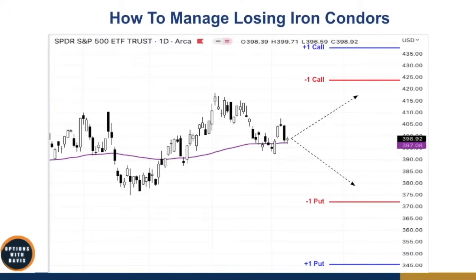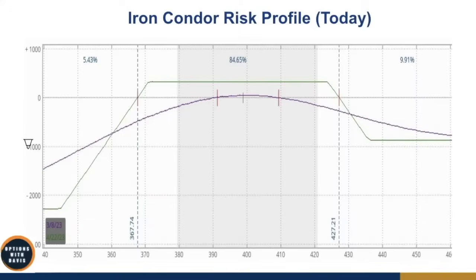To really understand how an iron condor works or behaves, you want to take a look at the risk profile. This is the risk profile of the iron condor. A normal width iron condor with $10 wide on both sides is also pretty similar. You will notice that there are two lines. The green line is the risk profile, or rather the P&L graph, for when it hits expiration. Whereas the purple line is the current day.